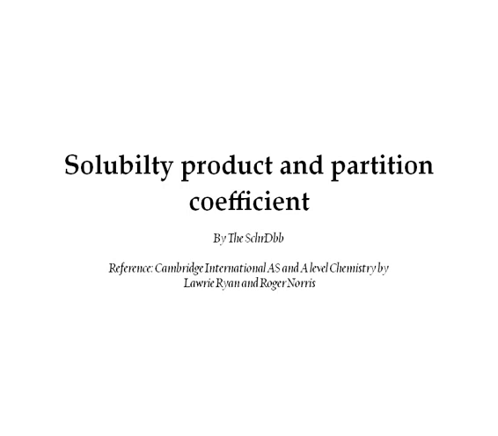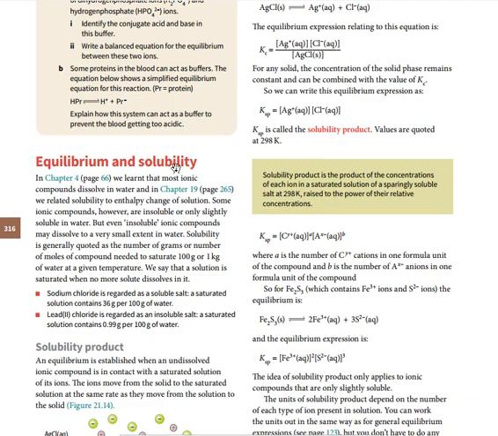and Roger Norris. So we start with the equilibrium and solubility. We learned that most ionic compounds dissolve in water, and we related solubility to enthalpy changes of solution. Some ionic compounds, however, are insoluble or only slightly soluble in water. The reason is because of their ionic crystals. We have already seen how ionic crystals are oriented, in the chapter on ionic crystals.